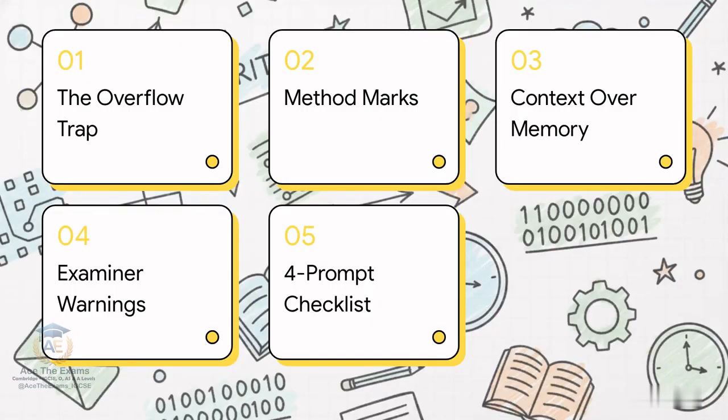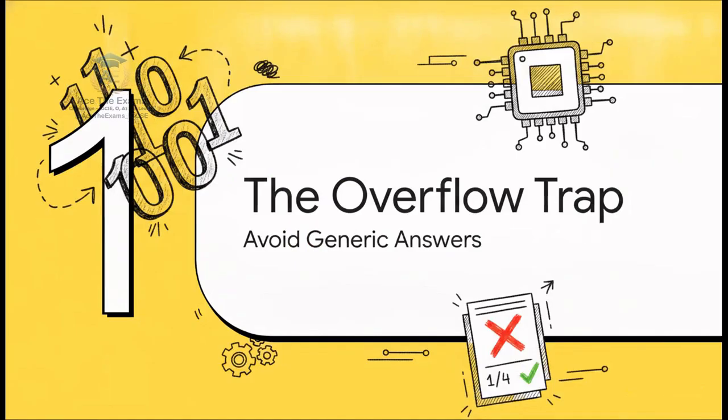Here is your roadmap to survival. We'll start by deconstructing the binary overflow trap. Then we'll move into mastering the method marks. After that, we'll cover the golden rule of Cambridge exams, context over memorization. Finally, we'll review the most critical principal examiner warnings, and I'll leave you with a foolproof 4-prompt checklist. Think of this as your personal battle plan. Let's kick things off with Section 1, the binary overflow trap.